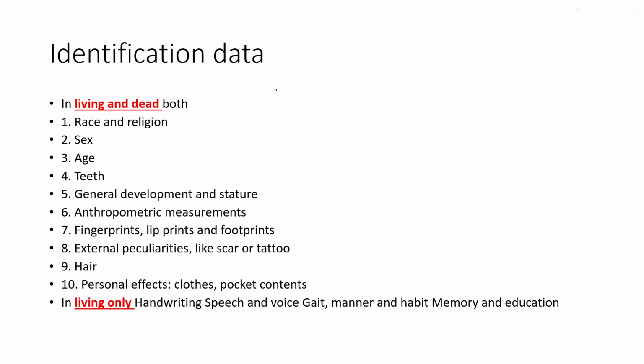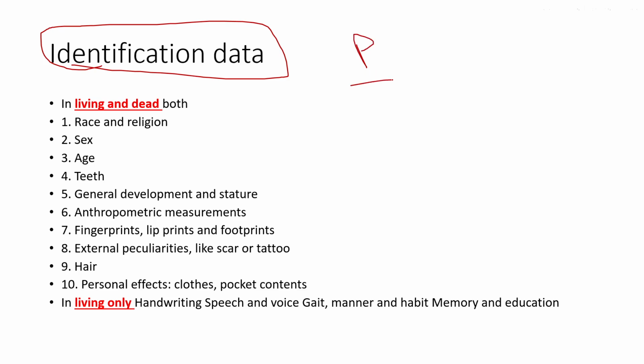Now, how can one identify a person? There are different parameters of identification. We discussed that this might come in the exam. What are the different parameters of identification? So you must know through which ways we can identify a person.